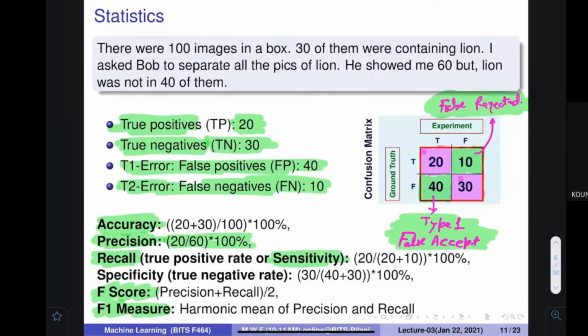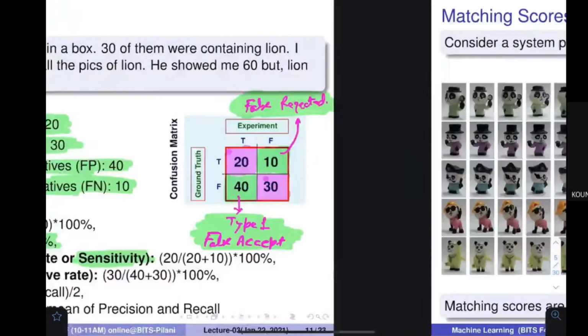So please go and try to solve some with different values. Try to solve these things.